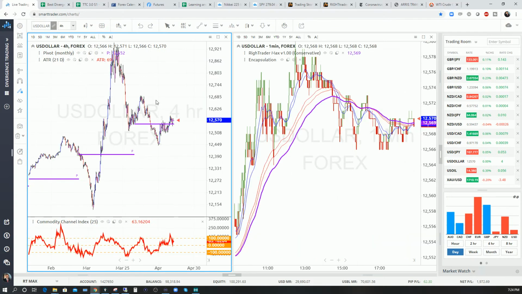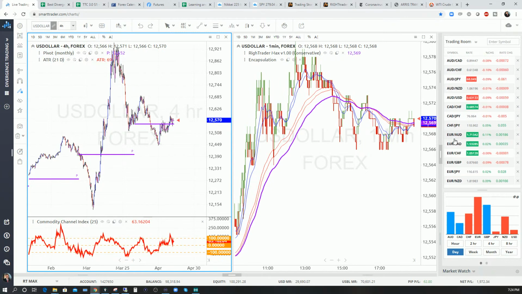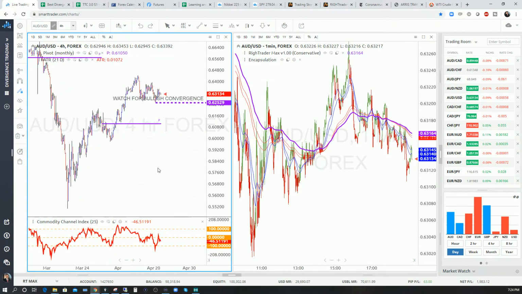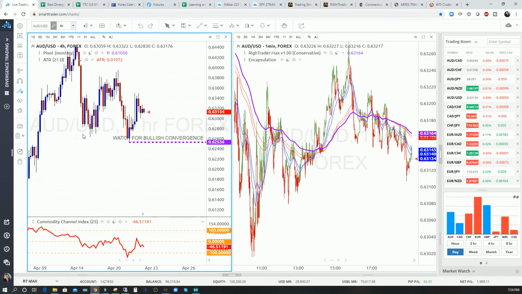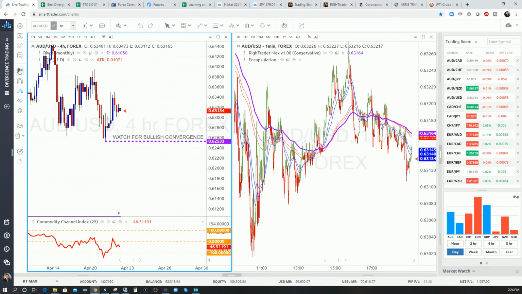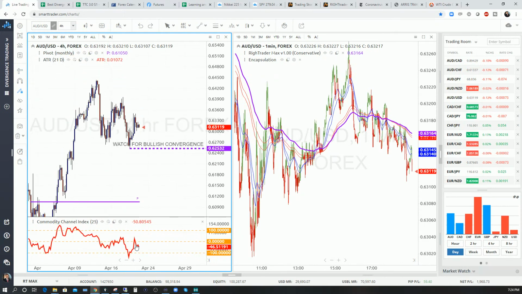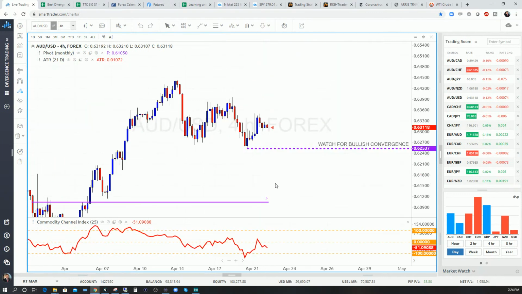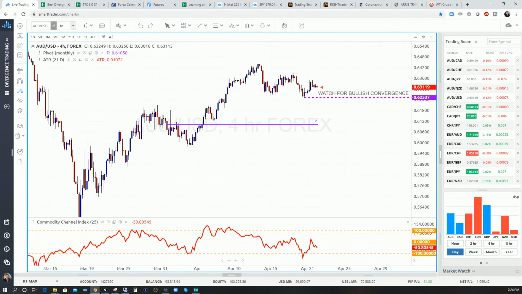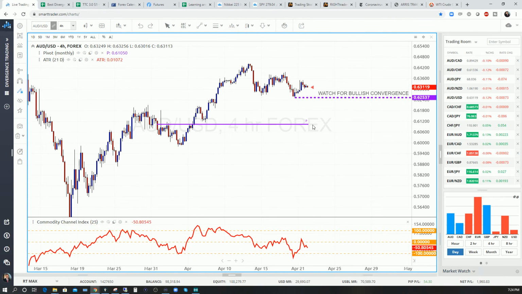All right, so this is what I'm going to do on the Aussie US dollar. There it is. This is what I'm going to do on the Aussie US dollar. I can go ahead and, well, let's take a look and see how far it is first. Yes, still 63 pips. And then we're looking to buy.